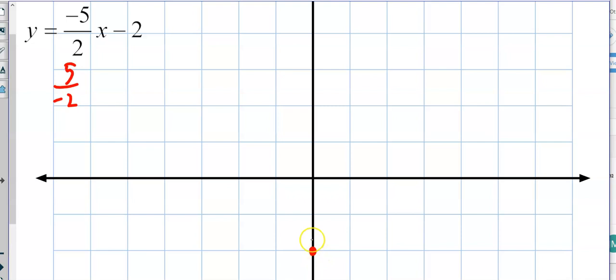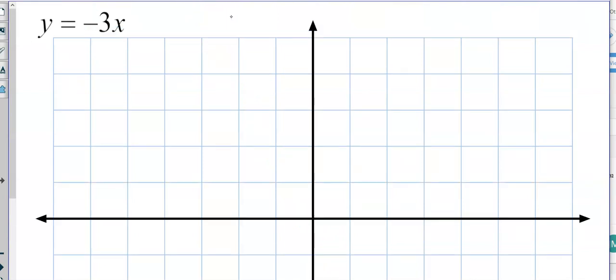So I'm going to do it 5 over negative 2 just because I can go up 5. 1, 2, 3, 4, 5. 2 in the negative direction is to the left in this case. So that's really all I have for slope points, just those 2 points. So I would do my best to draw a straight line. That would be the graph of that line.